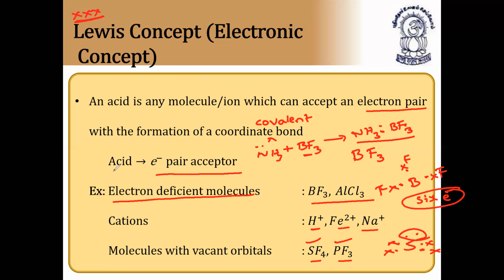So, according to Lewis, what is a Lewis acid? Electron pair acceptor. So, what are electron pair acceptors? Examples: electron deficient molecules, cations, molecules with vacant orbitals are said to be Lewis acids. So, please note down.